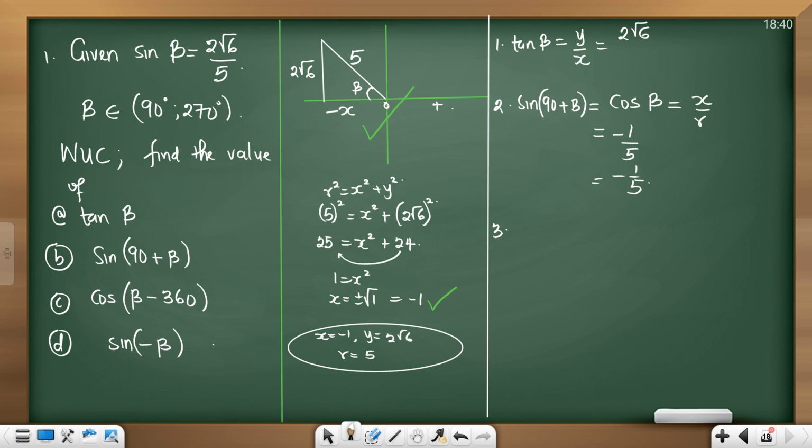What is my y? 2 root 6 over my x, which is what? Negative 1. Thank you. Do we agree now? Yes, thank you. It shows that you're following. Lovely, I love that. And do we agree with number 2? Okay, what about number 3?